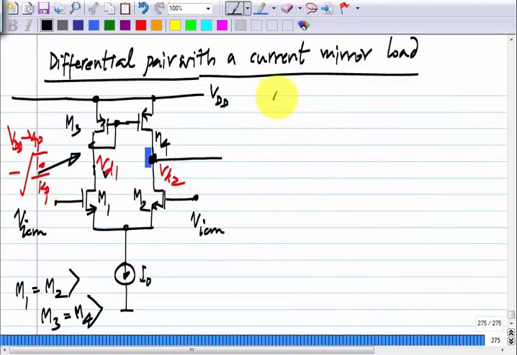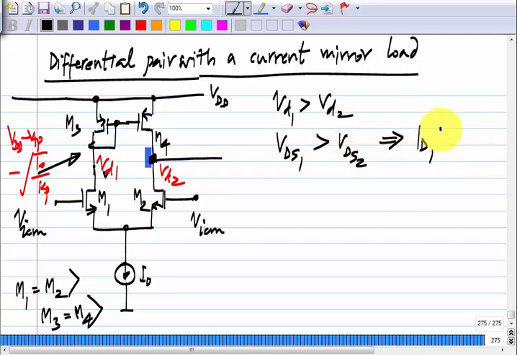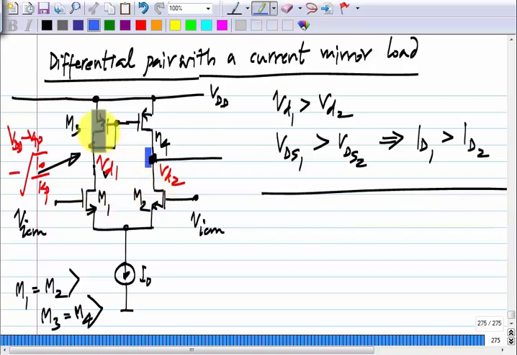So, let us assume that VD1 is greater than VD2. What does this mean? M1 and M2 have the same source voltage. So, VDS1 is greater than VDS2, which implies that the drain current in M1 is more than the drain current in M2. Okay. But this is not the only matched pair, M3 and M4 are also matched, they have the same VSG. So, their drain current, any difference is decided only by the difference in VSD.